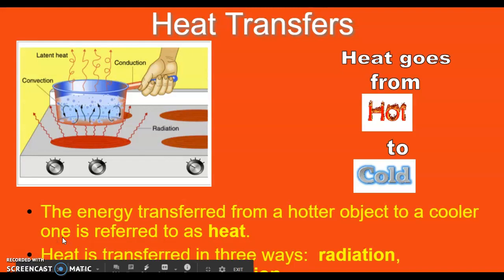Heat transfer always goes from hot to cold. There are three ways that it's transferred: radiation, conduction, and convection. This should be a review from sixth grade science.